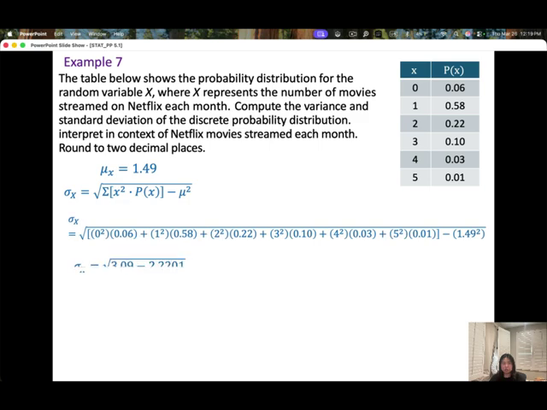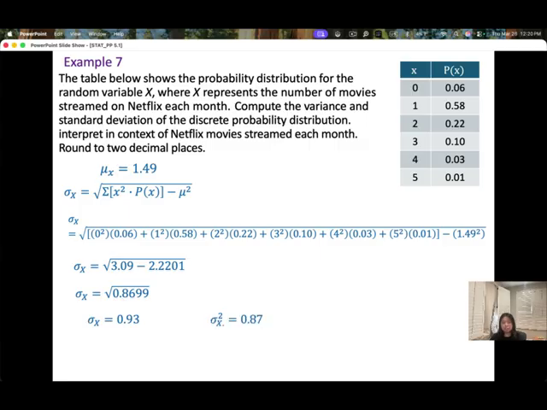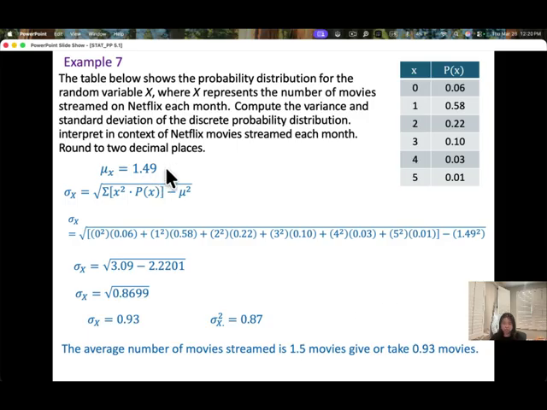Use your calculator. You should get 0.93, so this is the standard deviation. If you want to find the variance, you take the square of this, so that will be 0.87. Now let's interpret the standard deviation. The average number of movies seen is 1.5 movies, give or take 0.93 movie. 1.5 is your mean, and 0.93 is the standard deviation.